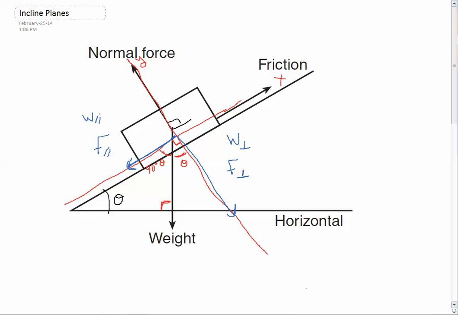These components don't belong in a free body diagram. They come after you've got your free body diagram that analyzes all the forces that are there, and then we break the weight into its components. And we can calculate that force parallel right here. Okay, so we can see its magnitude comes from this leg of our right triangle.